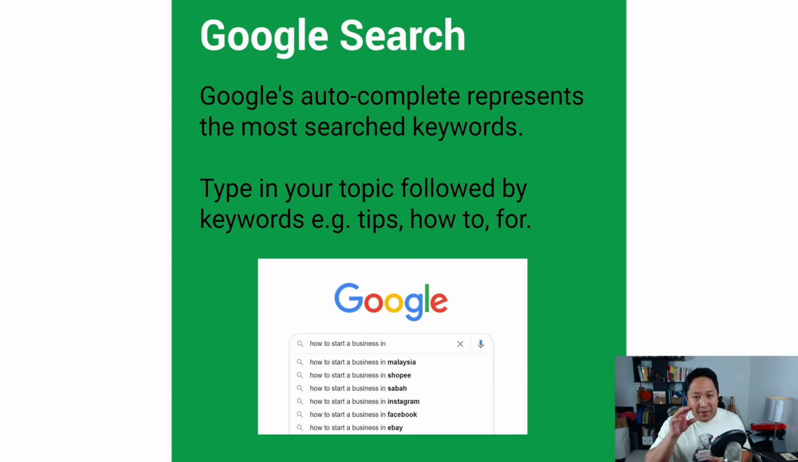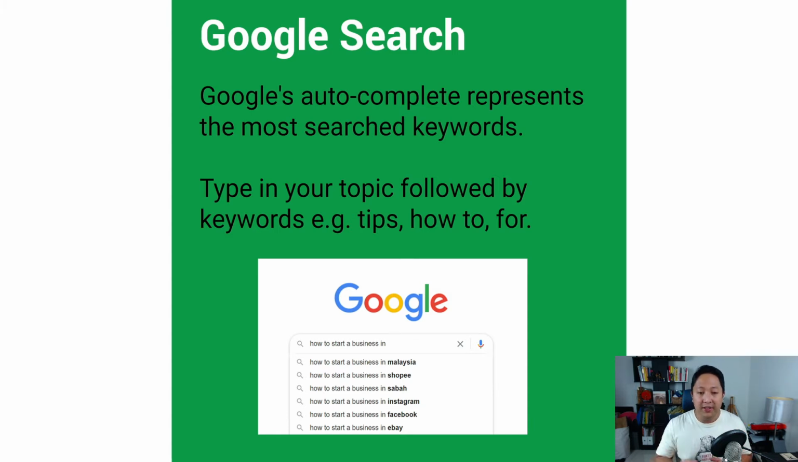So when you type in your main keyword, for example, how to start a business, you can then combine that keyword with other keywords. And you can use other things like tips, how to, for. These are power words that can help to form the long tail keyword that you might be interested in. And when you start putting in these keywords, Google will auto suggest how you can finish that search.